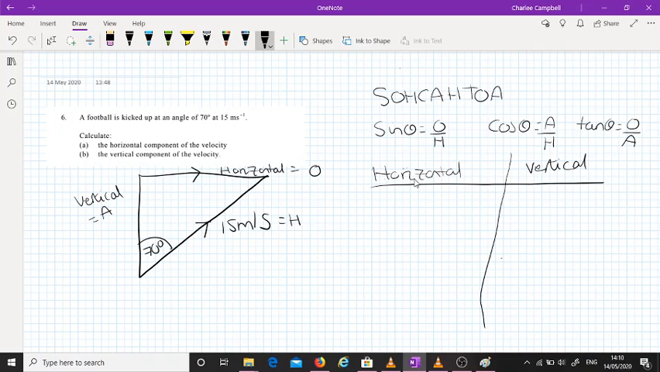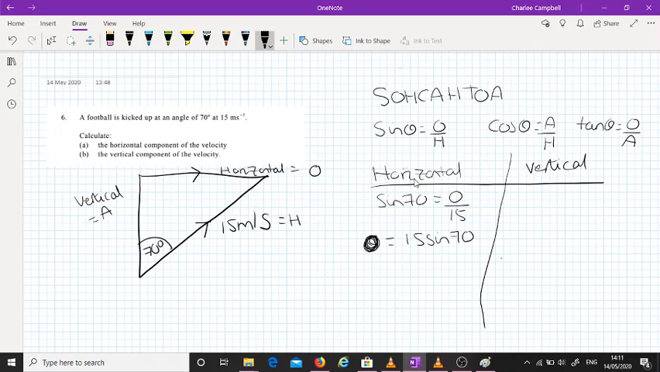So horizontal then. This is our opposite. So we've got a hypotenuse and we've got an angle. So if we look at this one here, we've got everything we need to work out the opposite. So sine theta equals opposite over hypotenuse. So sine of 70 equals opposite, which we don't know, over hypotenuse, which is 15. Sorry, that's a theta, not a 0. If we rearrange that to make opposite equal 15 sine of 70, then we've got the horizontal component. So that's how you work out the horizontal one.